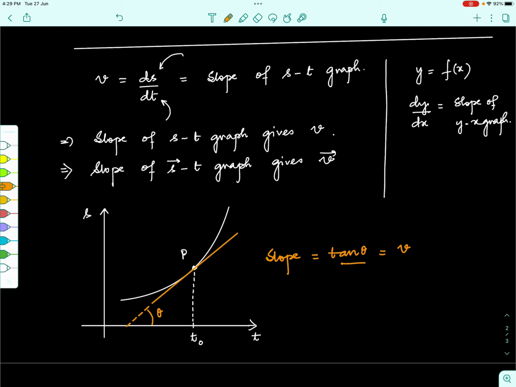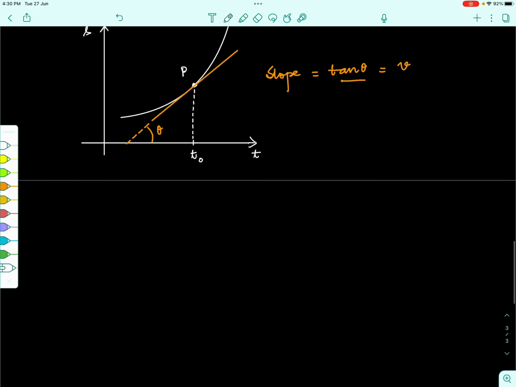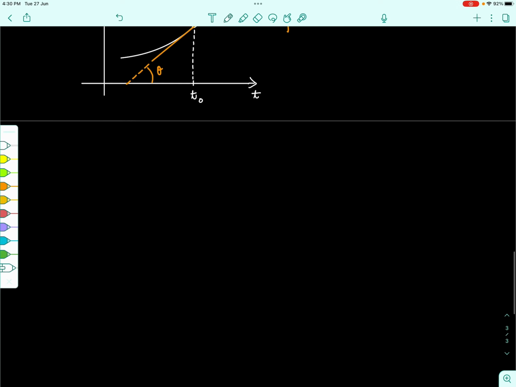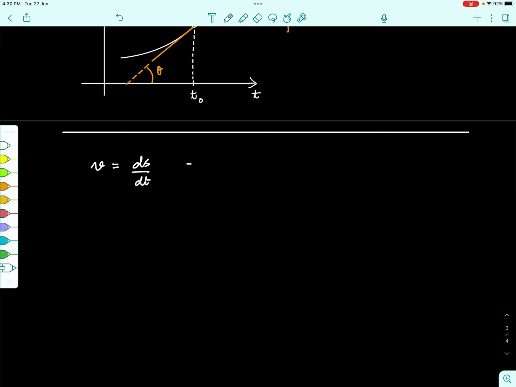The same is true for the displacement time graph also. In case of the displacement time graph, the same slope of the tangent will give us the velocity of the body. So, this is one important result. Another important result is when we talk about the same relation, v is equal to ds by dt. From here, see that we can write this as ds is equal to v dt, right? Mathematically, this is how we get it.